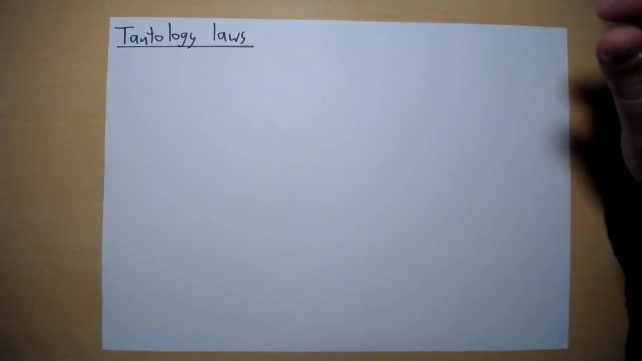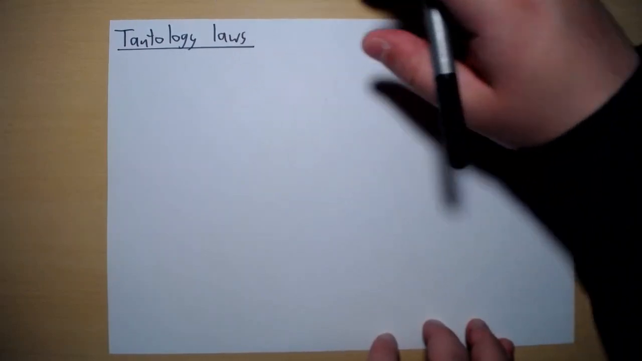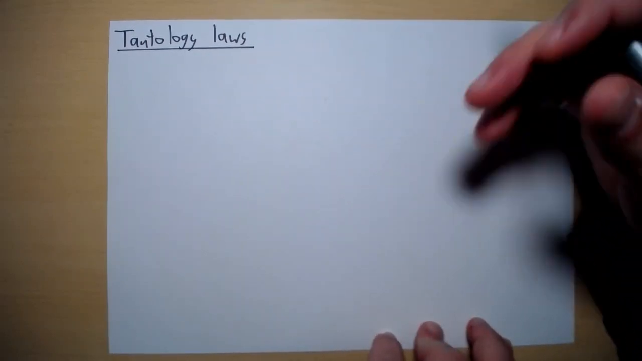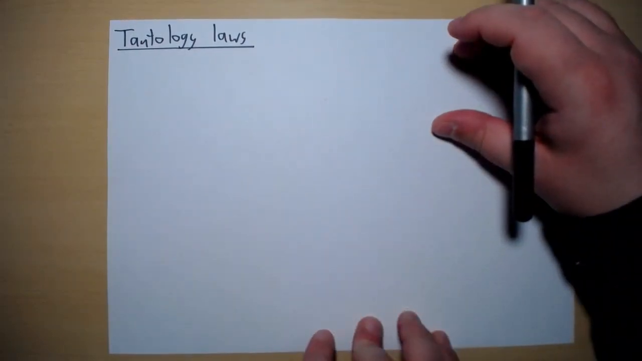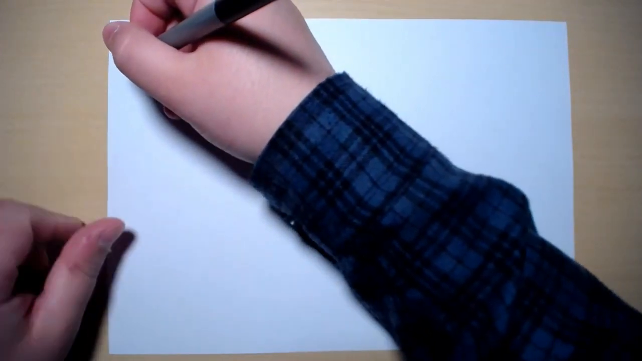In this video, I am going to explain the tautology laws. These are very important laws because they are used to eliminate any unused logic gates. Let's start with the first set of tautology laws. And the first set is this.